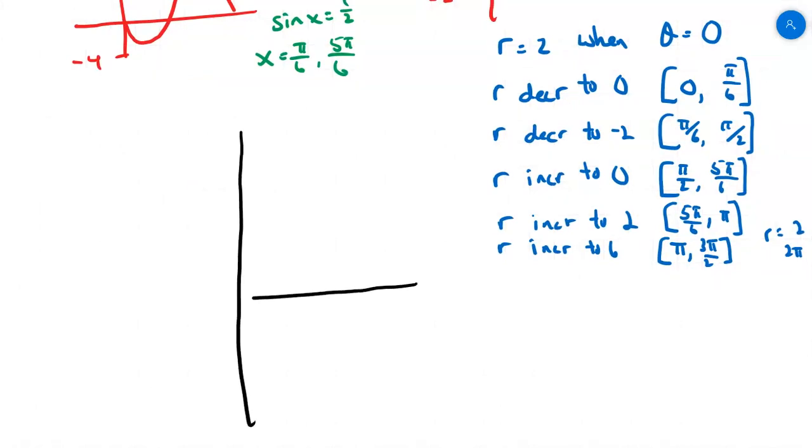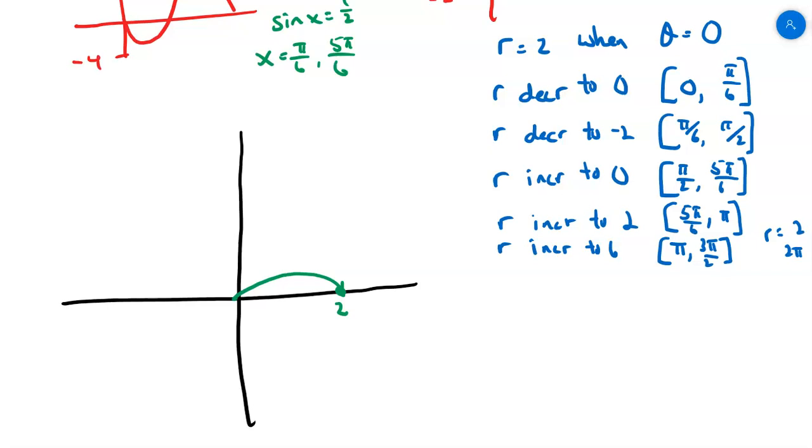So we said this starts with a radius of 2 when theta is equal to 0. So here is a radius of 2 when theta is equal to 0. It decreases to 0 from theta equals 0 to theta equals pi over 6. And then it decreases to -2 between pi over 6 and pi over 2.